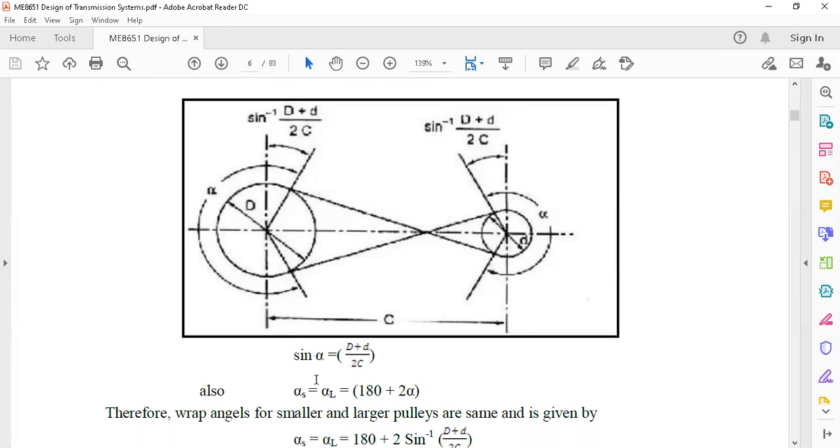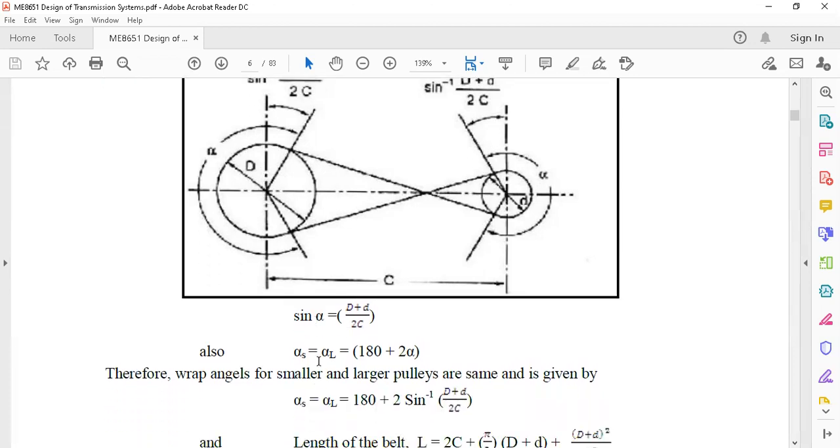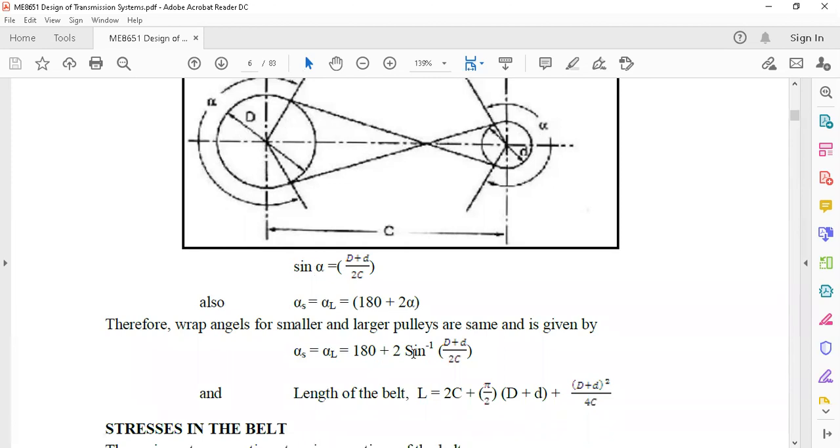The same angle, alpha s is equal to alpha l, is equal to 180 plus 2 alpha. When you calculate the arc of contact for a cross belt drive, we can use it as equal for both pulleys, alpha s is equal to alpha l, which is equal to 180 plus sine inverse of (D plus d) divided by 2C. For an open belt drive, the same is repeated with (D minus d) divided by 2C, and the arc of contact is different for both pulleys. But for cross belt drives, there is no difference; it is totally the same.